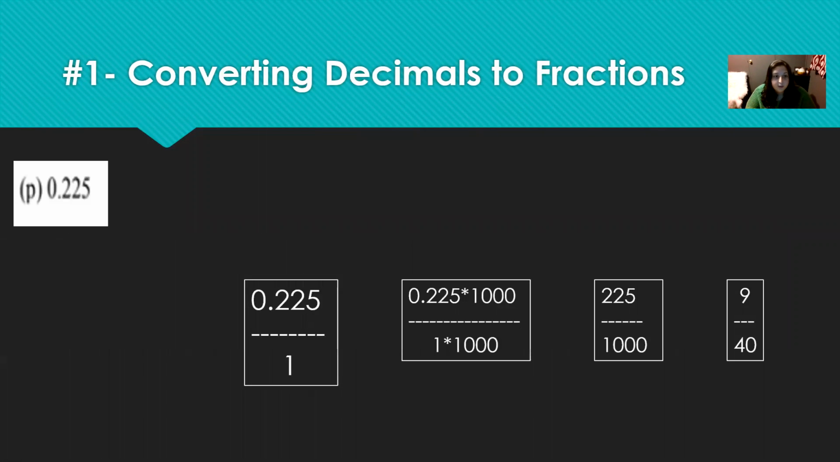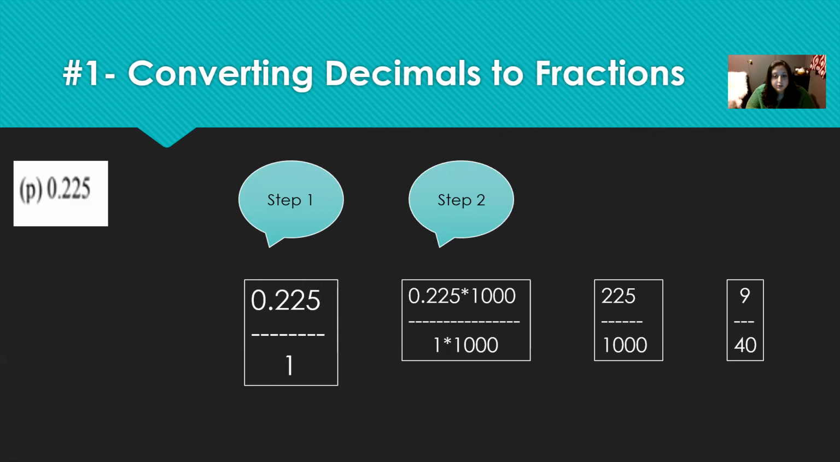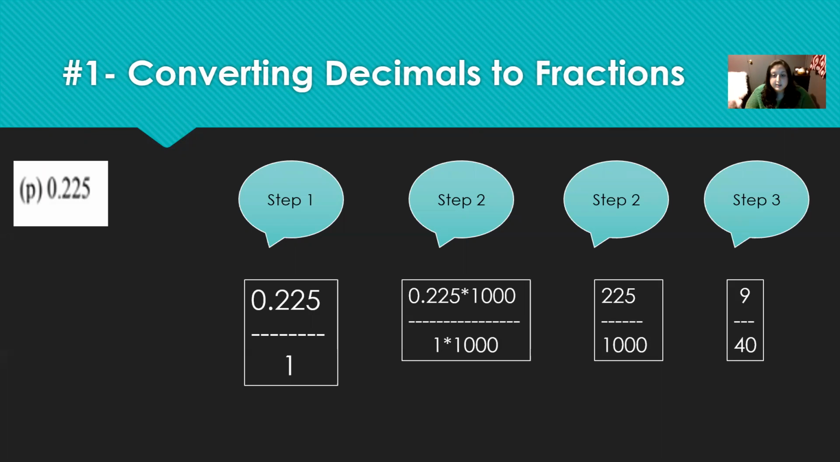So we will start with 0.225. So step 1, we're going to put this decimal over 1. Step 2, we're going to multiply it by each place after the decimal point. So the first 2 would be the tenths place, the second 2 would be the hundredths place, and the 5 would be the thousandths place. So we'll multiply this decimal by 1,000, and the denominator, the 1, by 1,000. So still in step 2, we're just going to go through the math here, and we get 225 over 1,000. And in step 3, we're going to simplify. So this fraction does simplify down into 9 over 40.